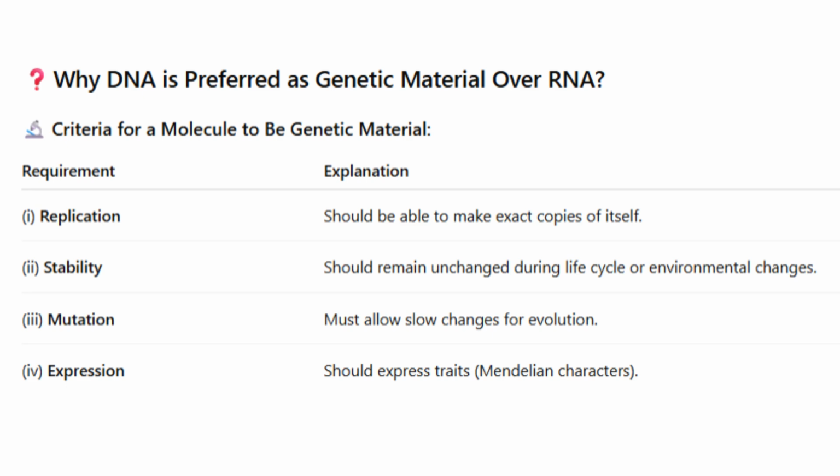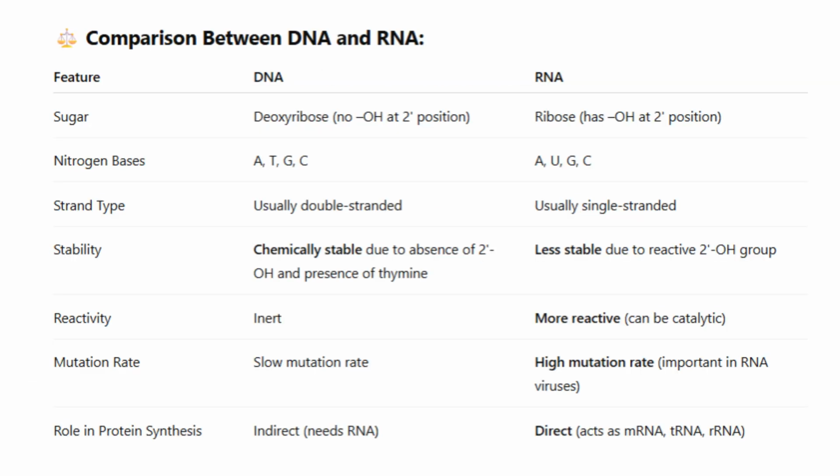Requirement explanation. 1. Replication: should be able to make exact copies of itself. 2. Stability: should remain unchanged during life cycle or environmental changes. 3. Mutation: must allow slow changes for evolution. 4. Expression: should express traits, Mendelian characters. Comparison between DNA and RNA.